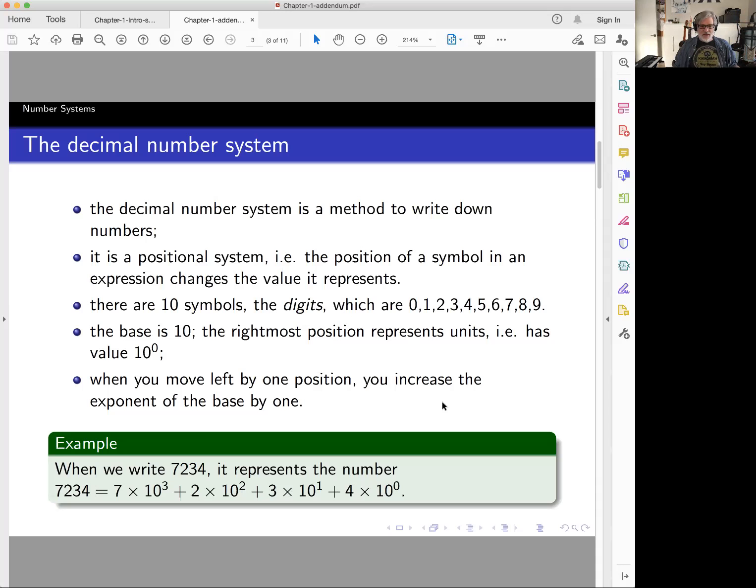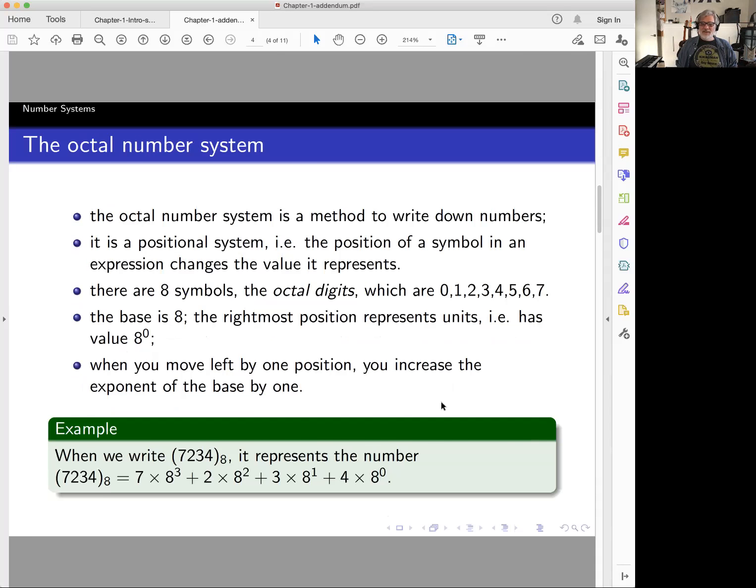All right. So now I'm a lazy kind of guy, so what I did is I just copy pasted this slide 4 times. So this is the octal number system. It is a method to write down numbers.